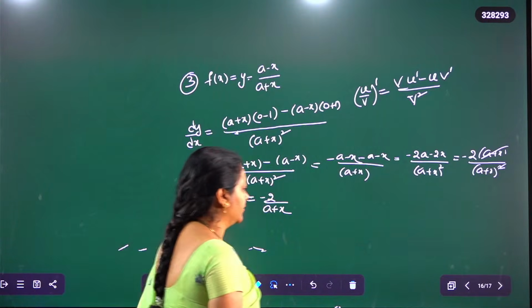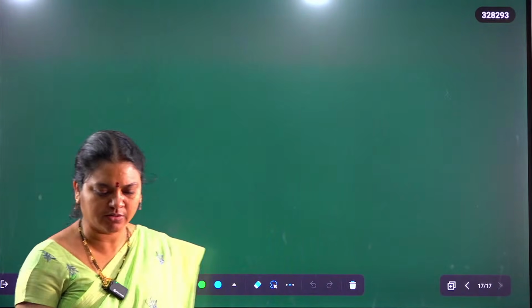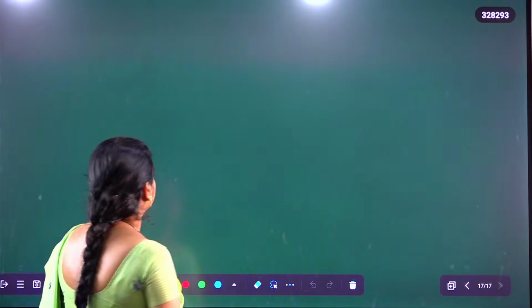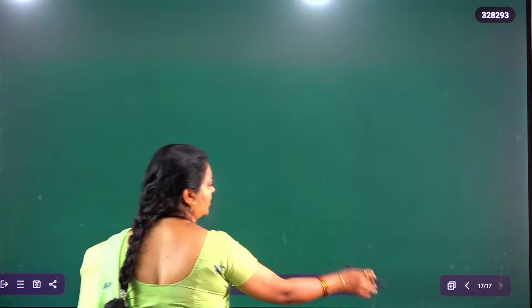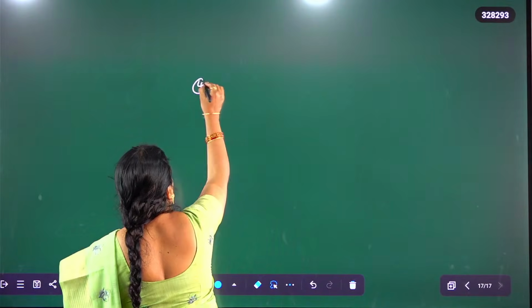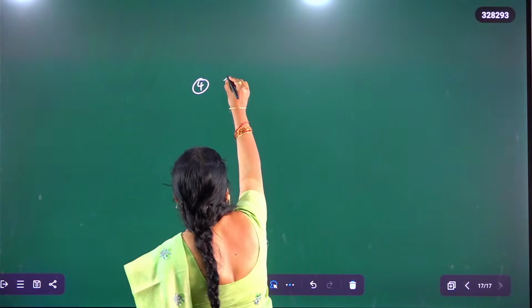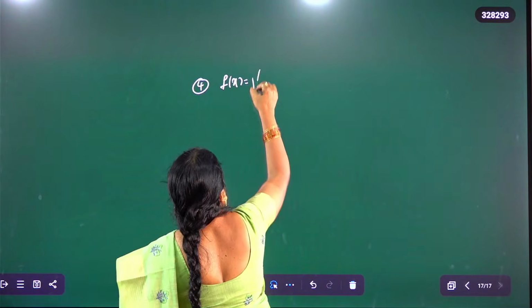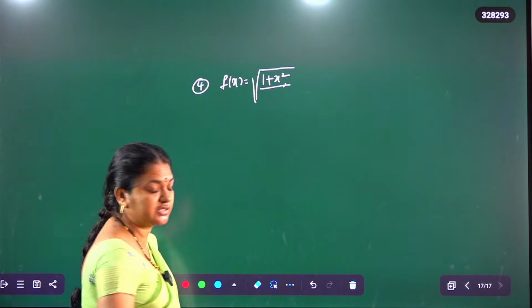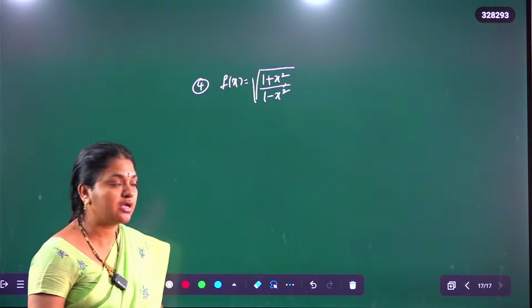F of x is equal to, here you can see so many examples in this. The question number, I forgot what it is. Previously we have done 3 and now it is 4. F of x is equal to under root of modulus of 1 plus x square by 1 minus x square. This we need to differentiate. How will we do this?